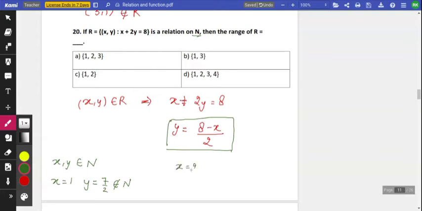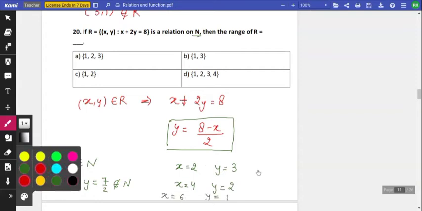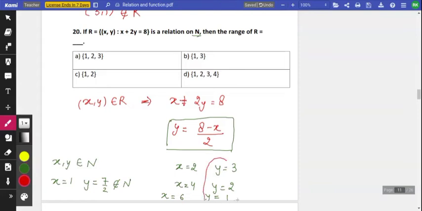Suppose we take x is equal to 2, then y is equal to 3. If x is equal to 4, then y is equal to 2. If x is equal to 6, then y is equal to 1. So the range of the given relation is only the range of y, which is 1, 2, and 3. So the correct answer is option A.